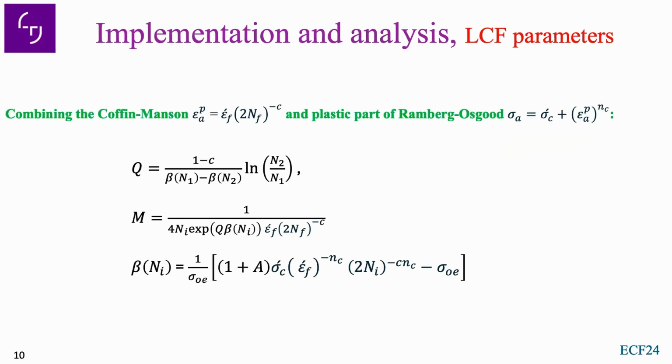Combining the Coffin-Manson and the plastic part of Ramberg-Osgood, we can obtain the finalized Q and M. As you can see, this is the finalized Q and M and beta. There are some parameters that can be obtained by experimental test. After that, we can extract Q and M, or we can calibrate them.